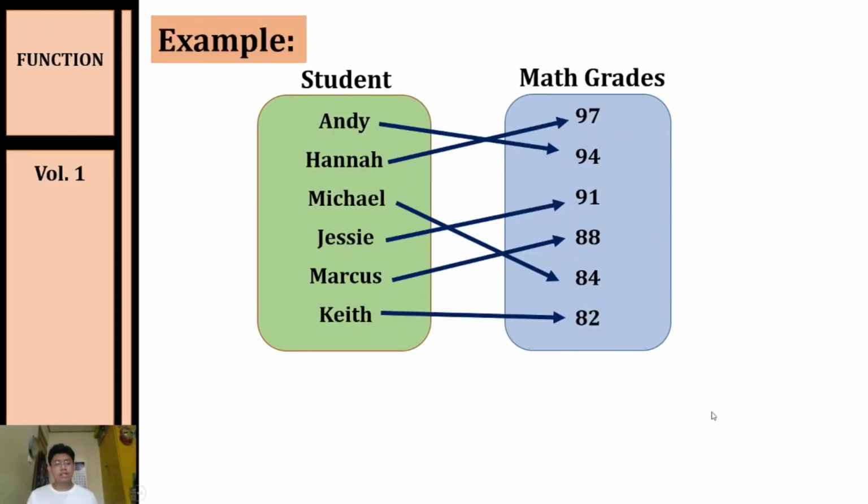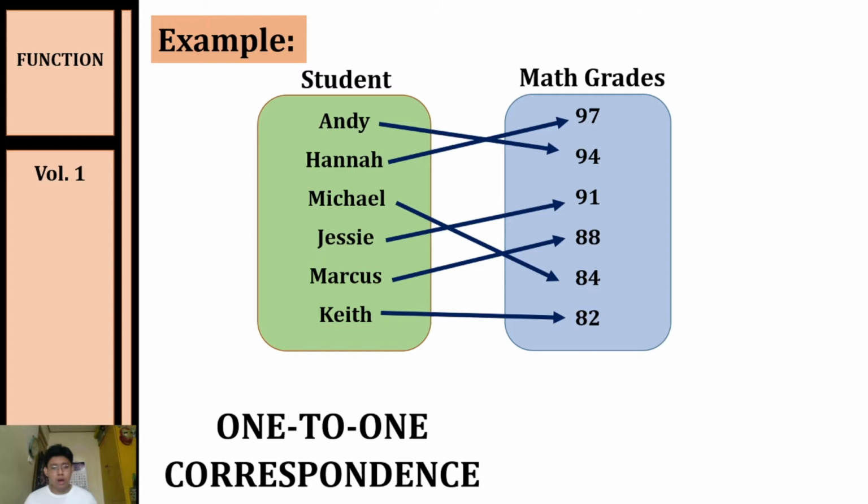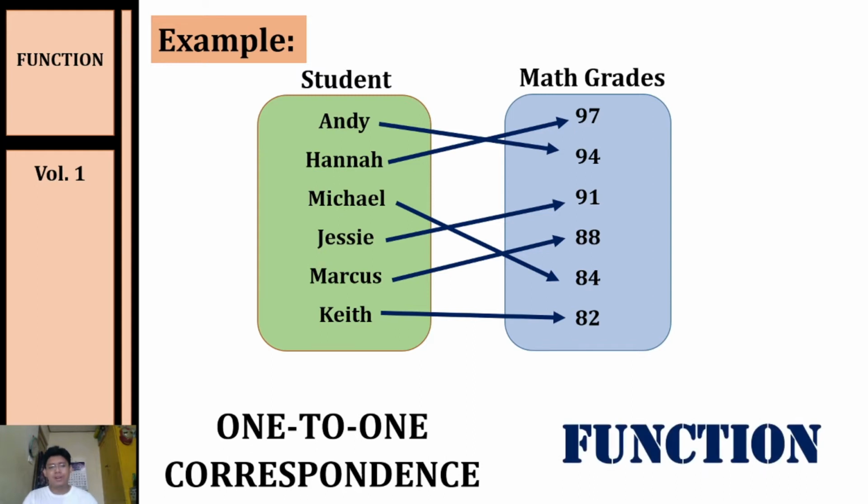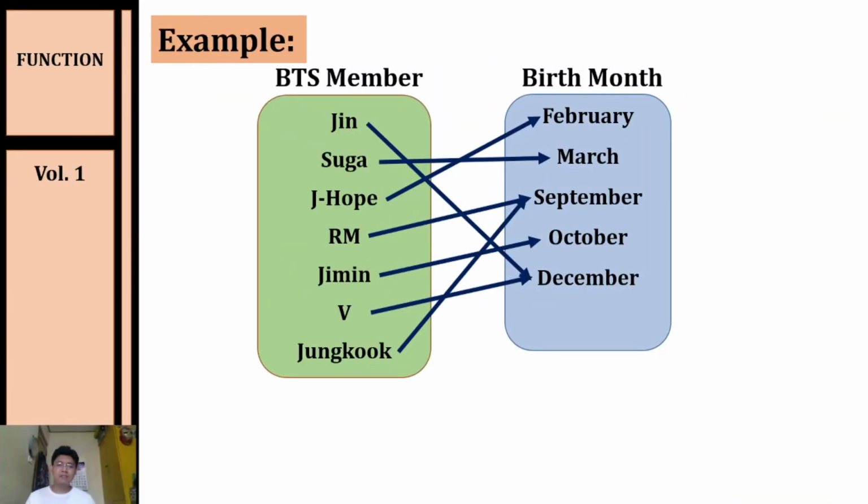Okay, so let's have our first example. So for example, we have the names of the students and it is paired to their math grades. Now based on our observation, this mapping is a one-to-one correspondent. Since this is a one-to-one correspondence, this mapping is a function. Alright, okay, let's have another example.